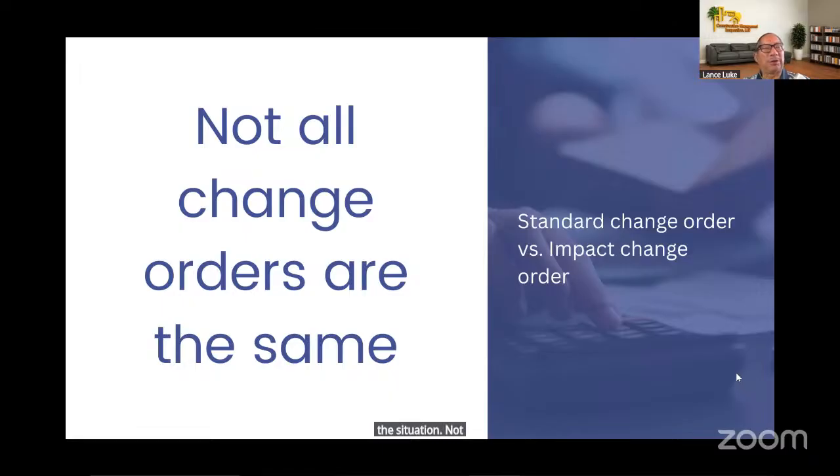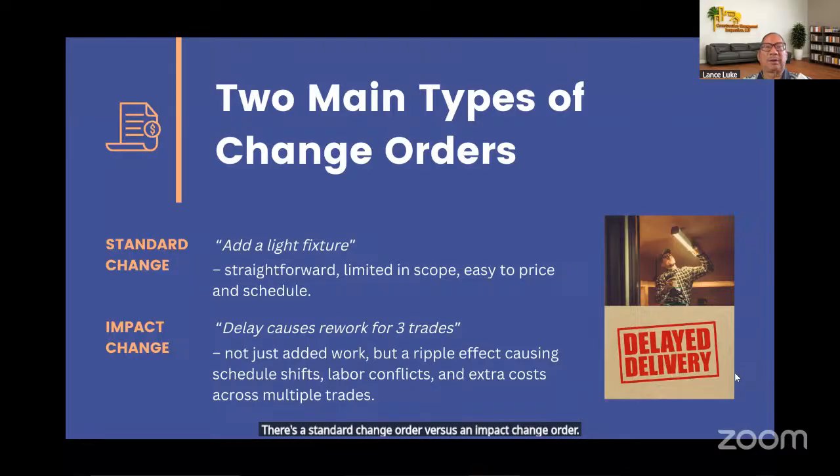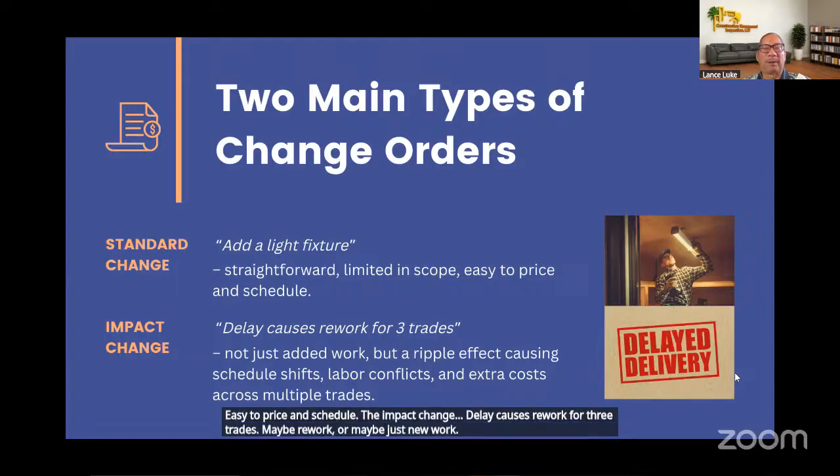Not all change orders are the same. There's a standard change order versus an impact change order. So let's talk about the main types of change orders. A standard change, add a light fixture, is straightforward, limited in scope, easy to price and schedule. The impact change, delay causes rework for 3 trades, maybe rework or maybe just new work. Not just added work, but a ripple effect causing schedule shifts, labor conflicts, and extra costs across multiple trades.